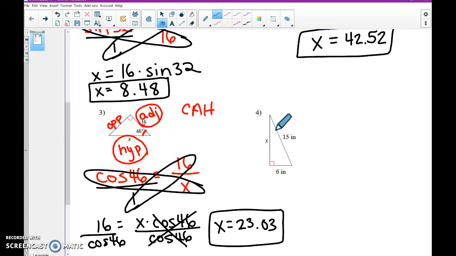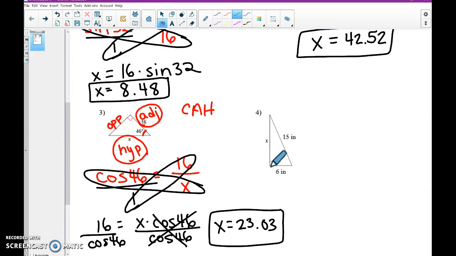Last problem we're going to do, you notice that it's a little different than the rest of them. What are we missing? We're missing an angle. If they don't give you an angle, and you're not looking for an angle, remember we're looking for a side. If you look up at the top of your paper, it says find the missing side. If they do not give you an angle and you're not looking for an angle, don't use trig. Trig involves angles. Don't use trig. You have other options, okay?